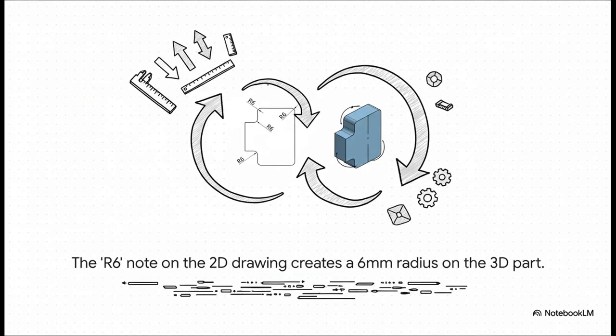And here's that translation from 2D to 3D in action. You see that simple R6 note on the flat drawing? That directly tells the machine to create this beautiful, smooth, rounded corner with a 6 millimeter radius on the final 3D part. It's a direct command for a tool to follow a path, and you get this precise, smooth curve. It really is that direct.